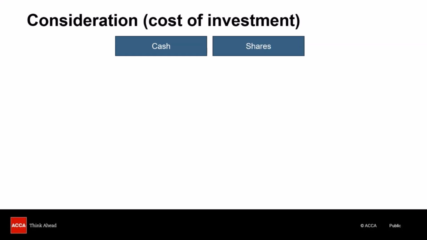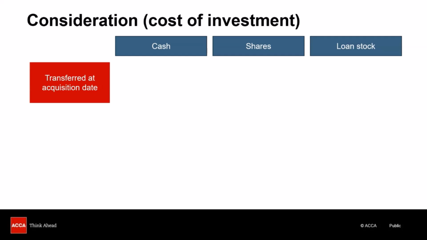The second form of consideration can be shares. Remember, these are going to be the shares of the investor, which is the parent company. And the third part is loan stock, where the parent company gives its own loan stock to the shareholders of the subsidiary company. Now, in this case, if the transfer is taking place at the date of acquisition, then we recognize it differently, because at that point we don't need to calculate any present values.